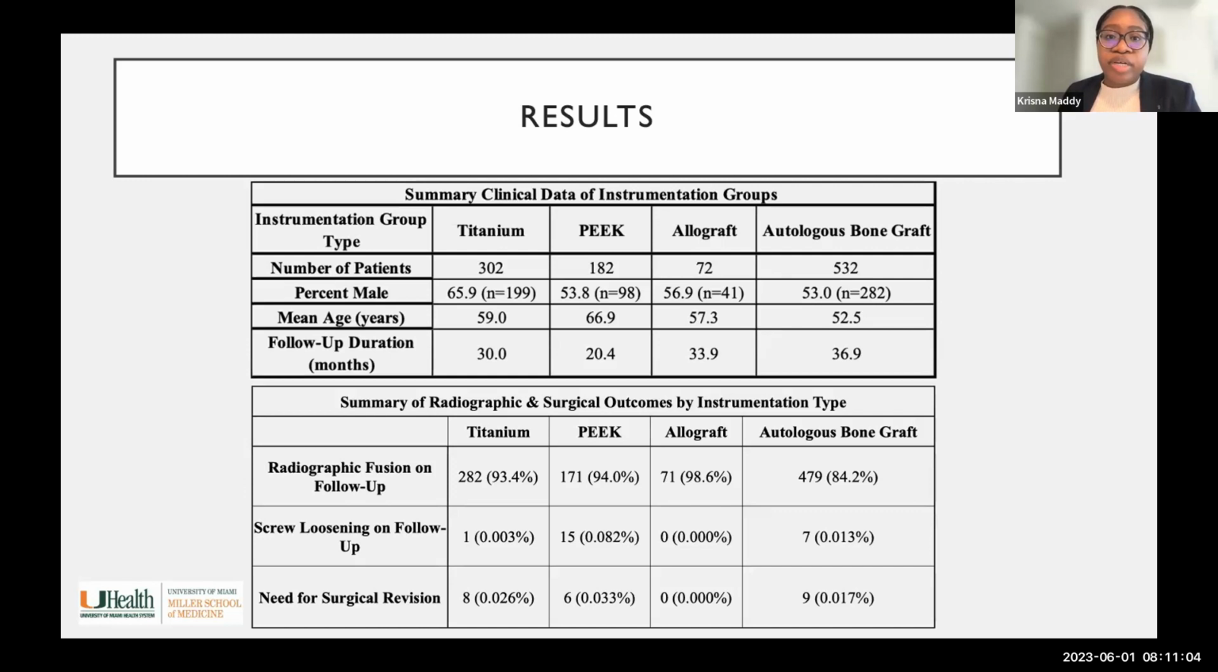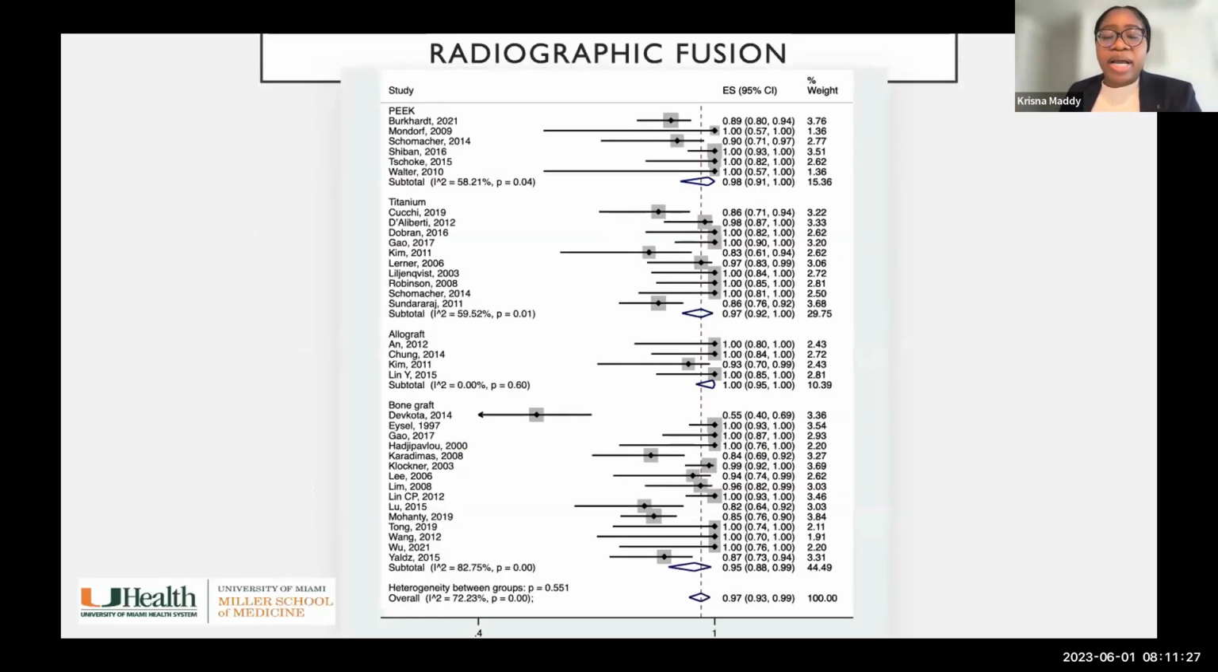We looked at a few different outcomes of interest: radiographic fusion, screw loosening, as well as need for surgical revision, and collected a number of clinical and radiographic variables from the studies. Interestingly, radiographic fusion being the most relevant for surgical correction, allograft had the reported highest rate of fusion. On further statistical analysis, we wanted to take into account the effect size and the heterogeneity of the reported clinical information of each of these studies. And so we performed a meta-analysis of proportions and looked at these 35 different studies across the different instrumentation material type groups in order to look at these variables of interest and examine for statistical significance.